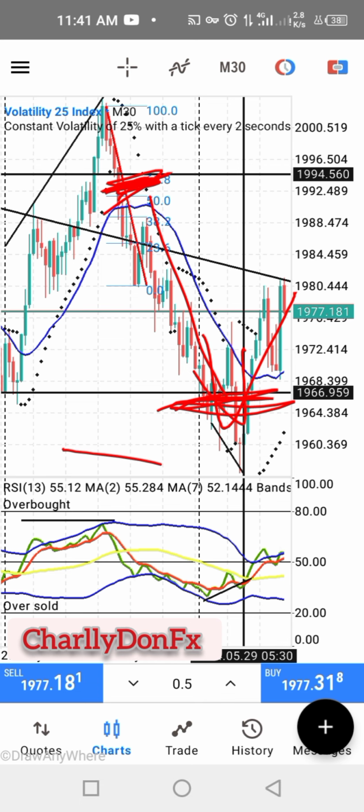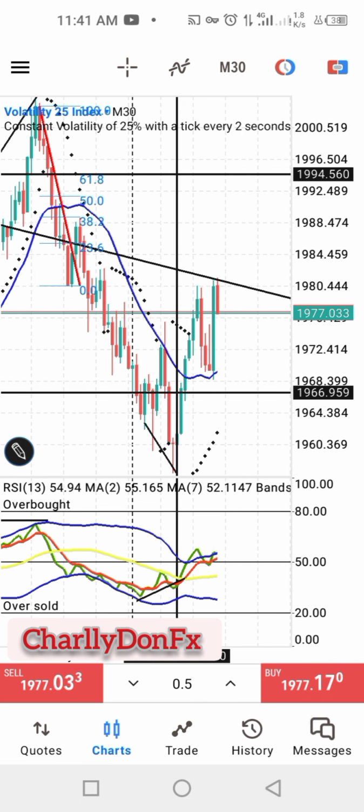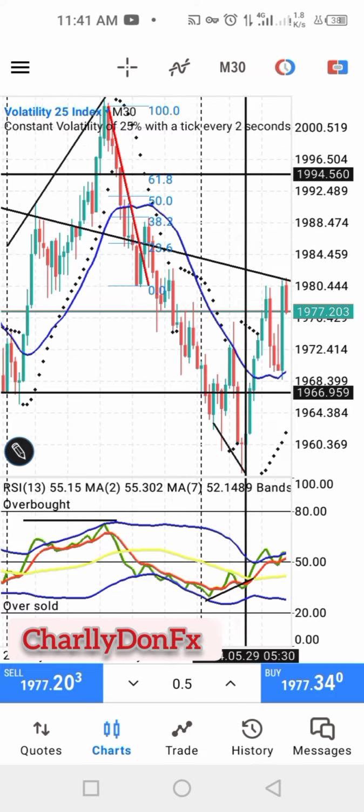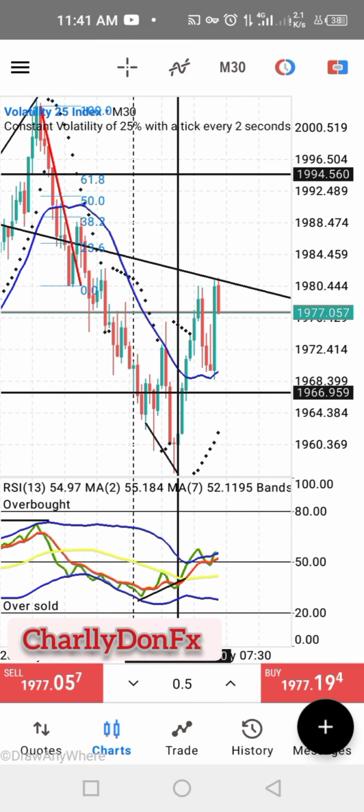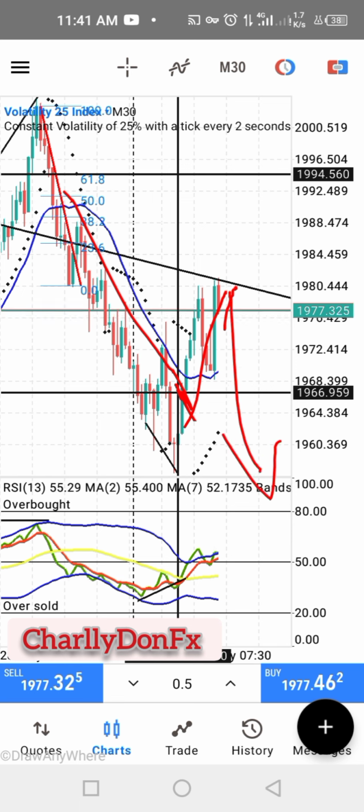Now take a look, guys. The market came all the way down and hit my TP. Now it made its way up. Can you see the trend line where it bounced? The market will definitely find its way downward again if it does not break this resistance. Can you see how the price action is playing out?